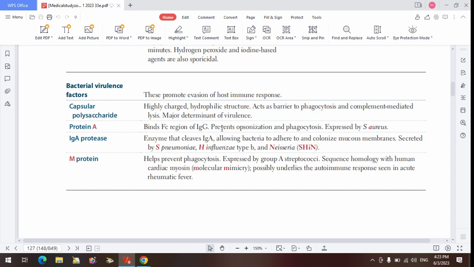And it's a major determinant of virulence. So an organism that has this capsular covering will be very, very virulent. So it's very, very difficult to control that kind of organism.